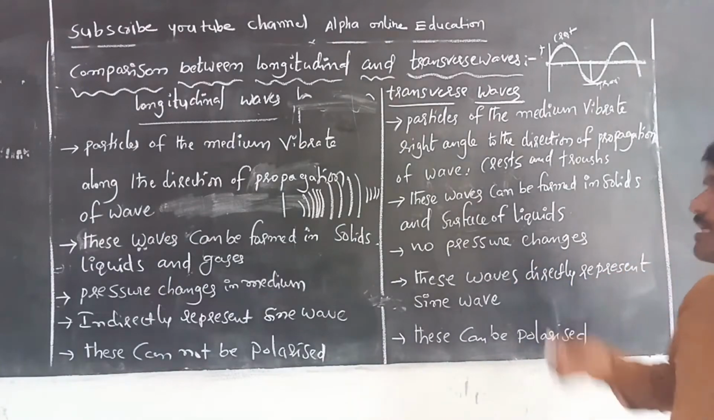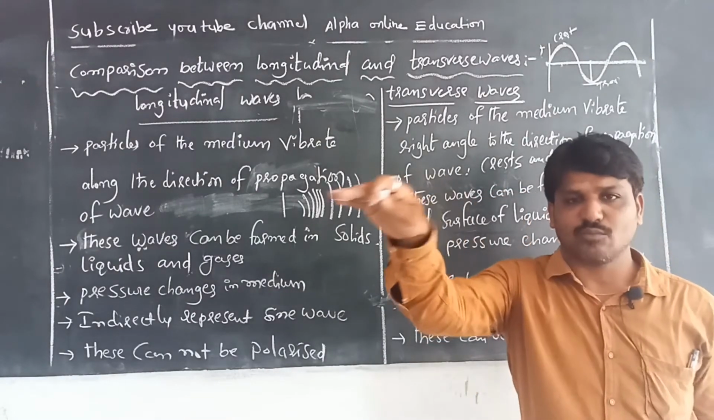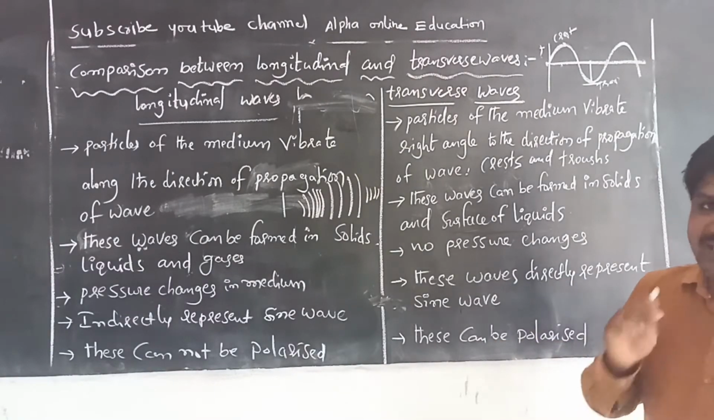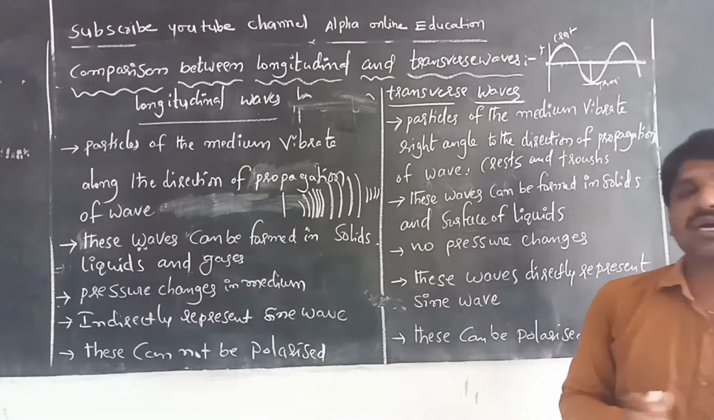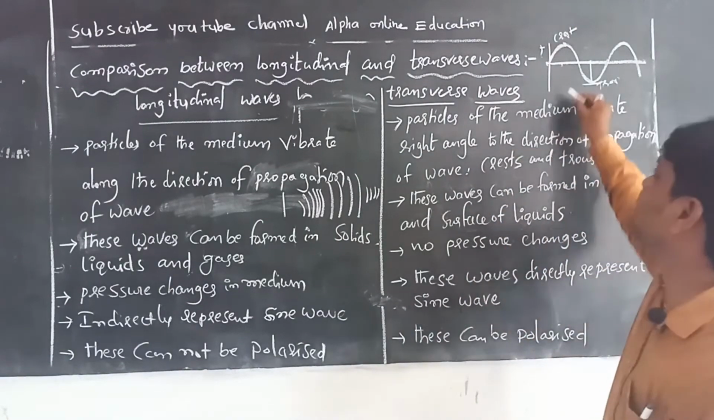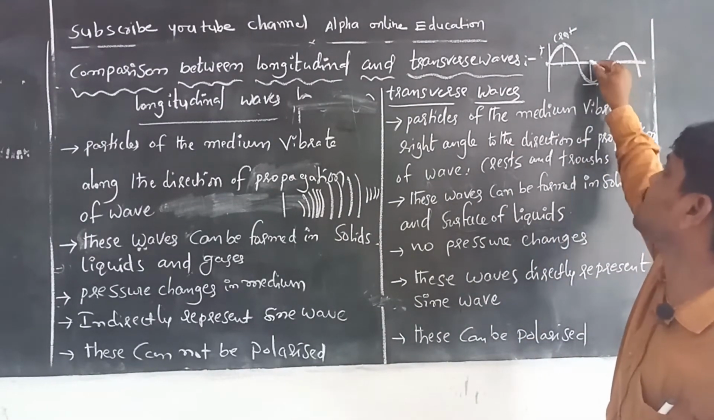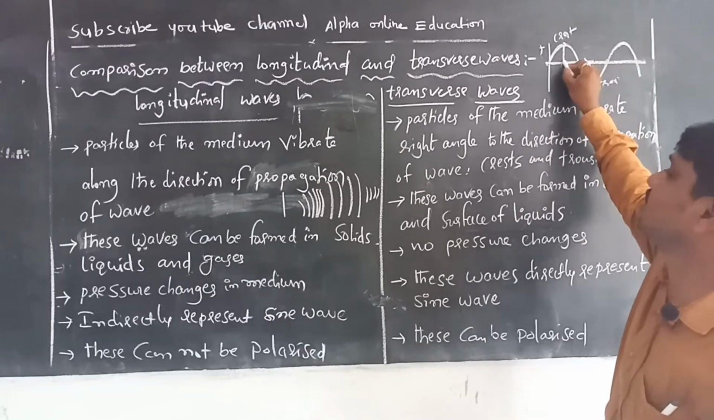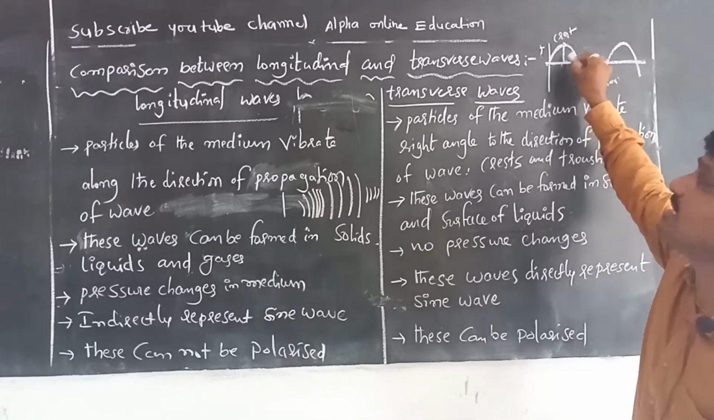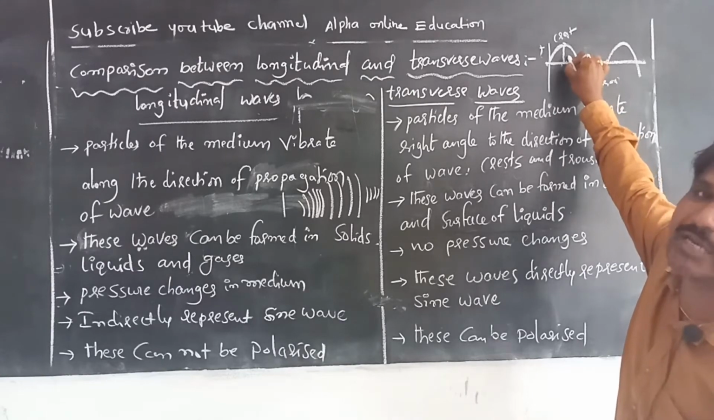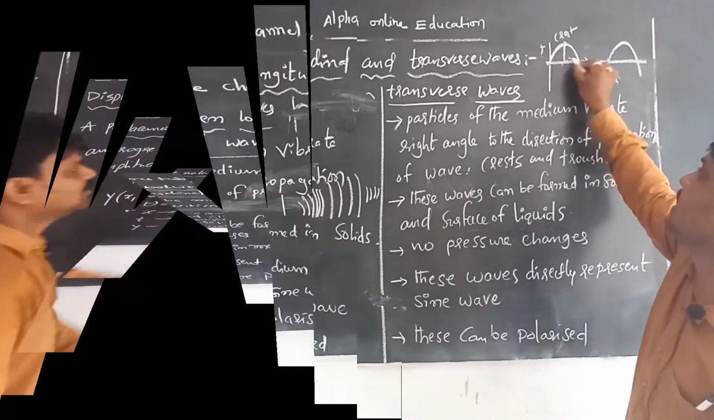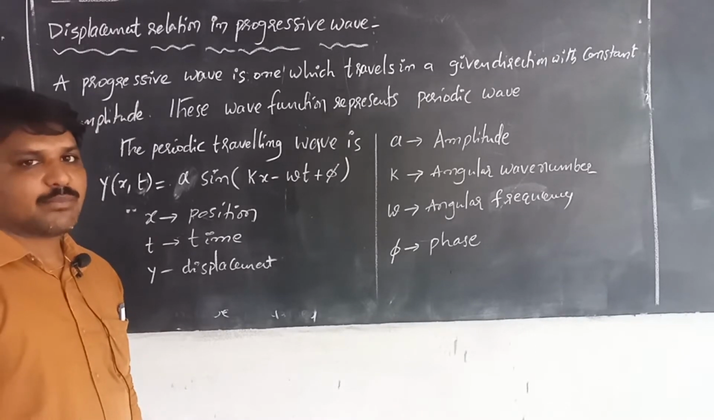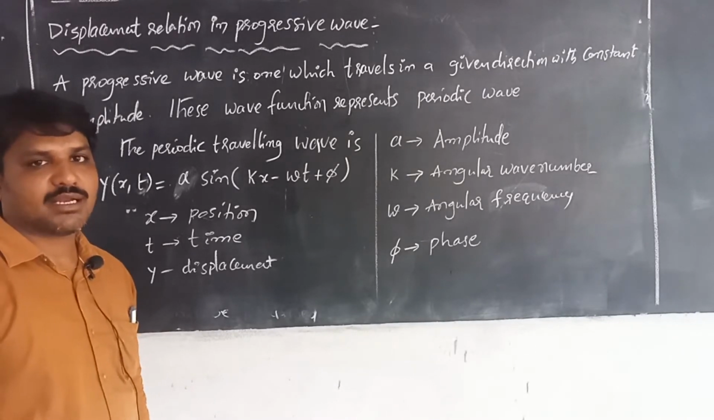And one more thing is, whenever the waves move like this, they can be polarized. This means the direction is different because the motion is perpendicular, at a right angle, to the direction of the wave. So we can say that transverse waves can be polarized in this direction. Now we have discussed the comparison between longitudinal and transverse waves.